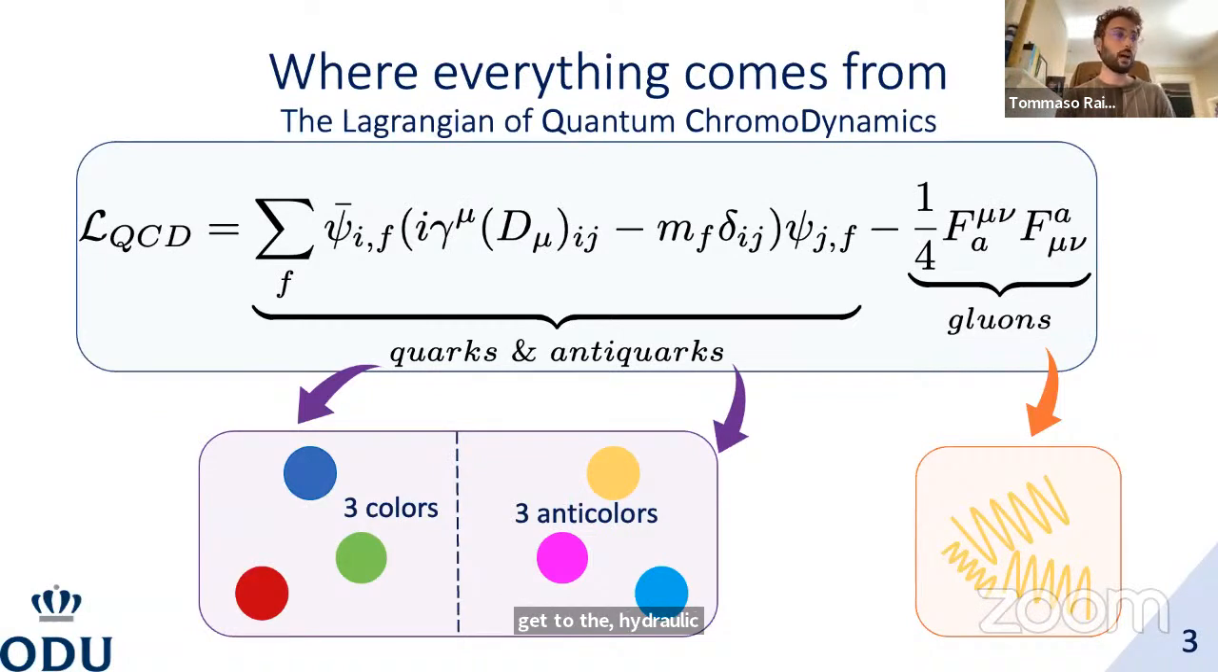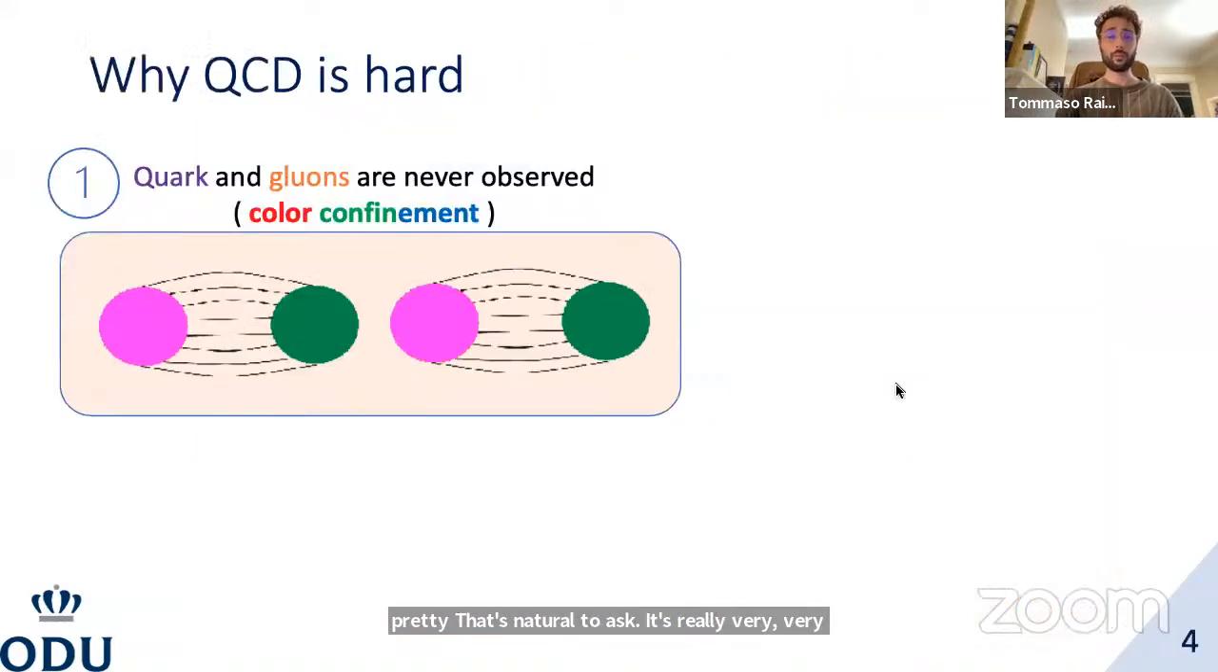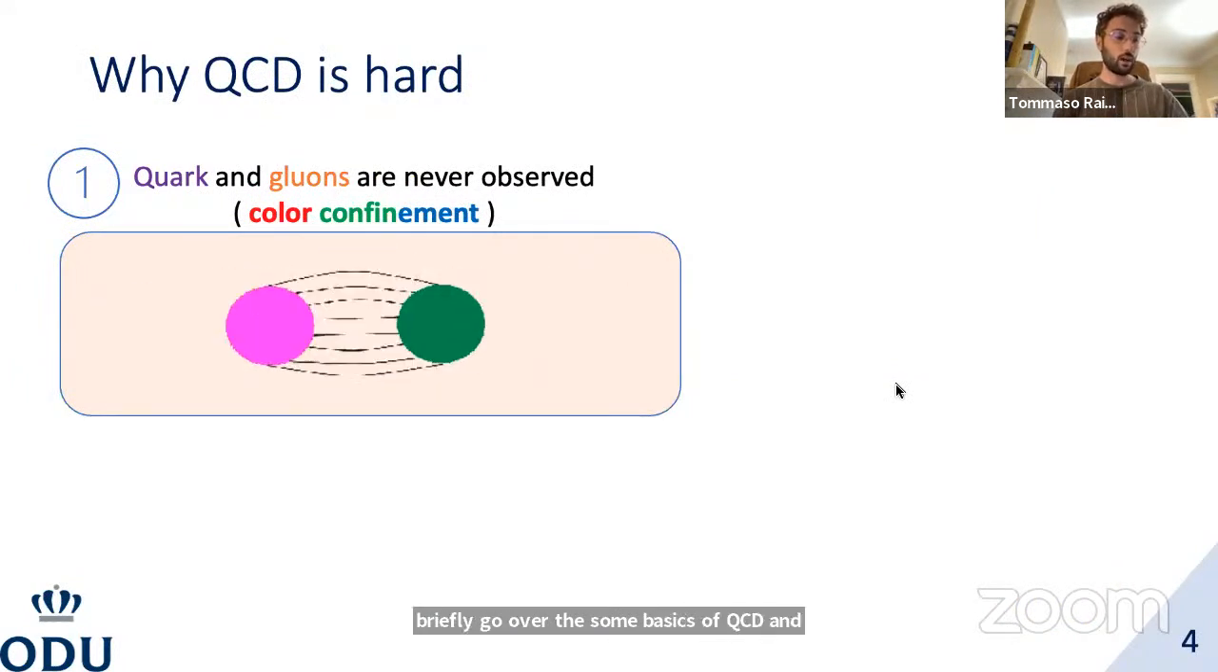So basically, how do quarks and gluons recombine and interact to form, let's say, a proton or a neutron or a pion or whatever else you want to study? It turns out that this question, although it seems pretty natural to ask, is really very, very difficult to answer. I'm just going to briefly go over some basics of QCD and why QCD is very hard to solve.